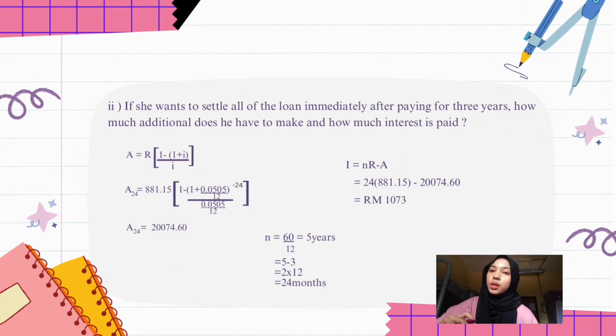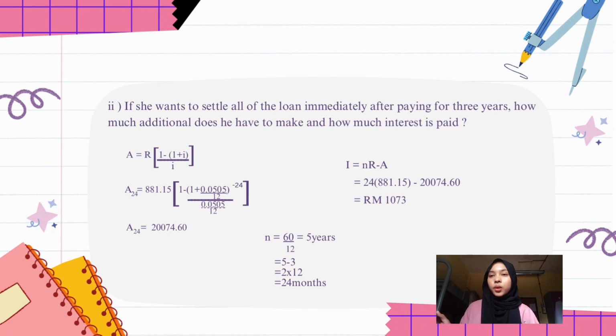The second question is, if she wants to settle off the loan immediately after paying for 3 years, how much additional does she have to pay and how much interest is paid? First of all, we need to find the value of n. So 60 over 12 equal to 5 years. 5 years minus 3 years equal to 2 years. Then we need to change years to months. So 2 times 12 equal to 24 months.